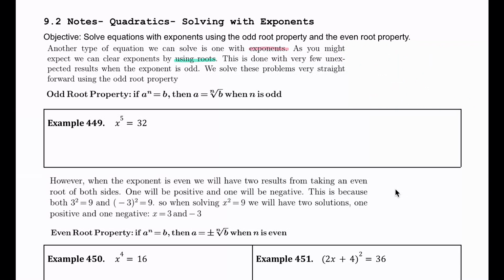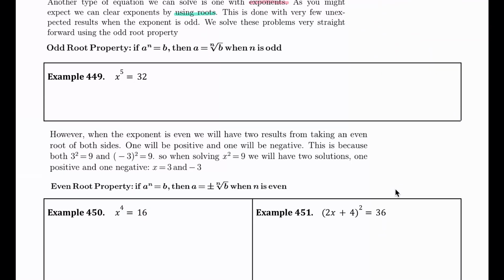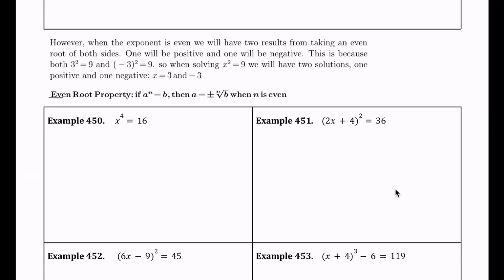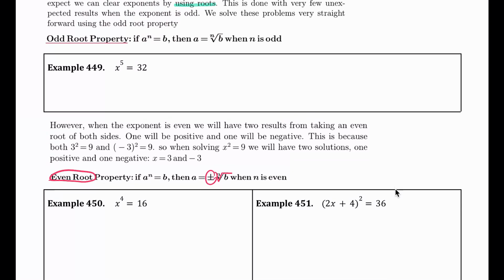And kind of like the last section where we had to notice if it was an even index or an odd index, same thing is true here. If we're doing an odd root, then we're going to use the odd root property. That basically just means we take the root of it. That's going to be our answer. It's going to be a little bit different when we have an even root. When we take the even root of a number, we have to do plus and minus, and I'll show you why when we get to that one.